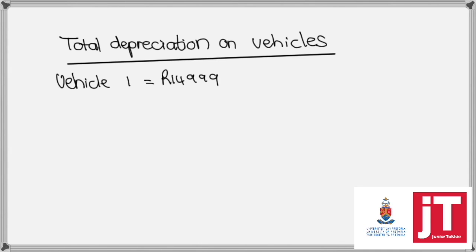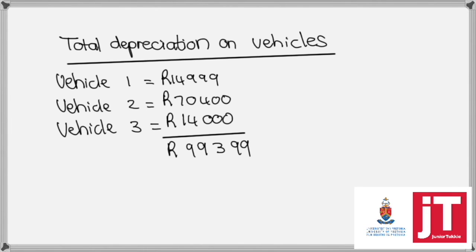So now to find out what is the total depreciation on vehicles. On vehicle number 1, we calculated it 14,999. Vehicle number 2 was 70,400. The third vehicle was 14,000. So my total depreciation on vehicles is 99,399.